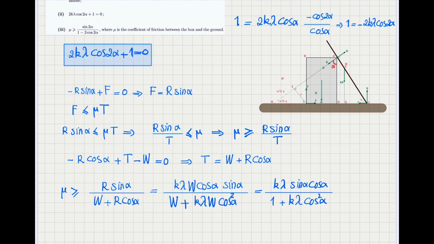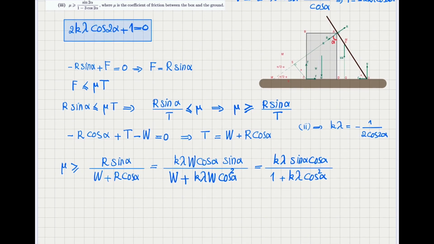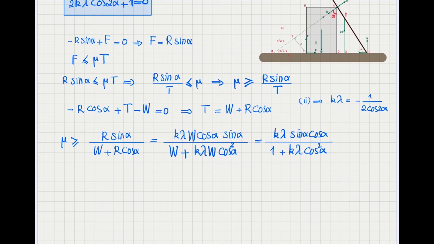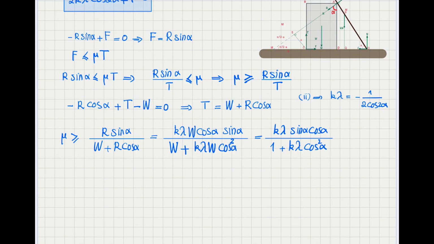So from the second part, I can realize that k lambda is minus 1 divided by 2 cosine 2 alpha. Yes, so that is k lambda. So then I replace these k lambdas with this expression, and then I will have an expression solely expressed in terms of alpha, and hopefully I can simplify that to get what is demanded in the question. So let me just continue.